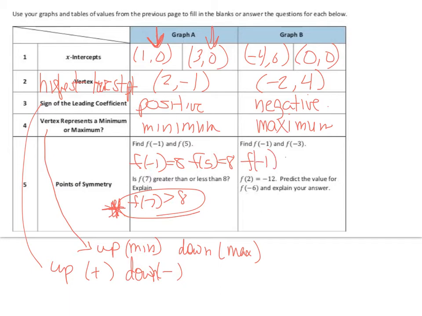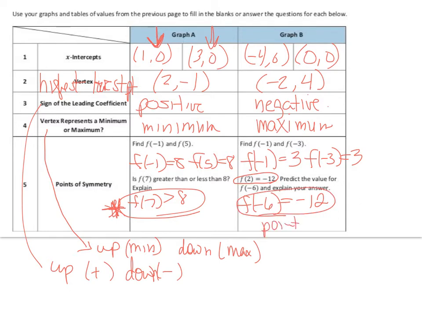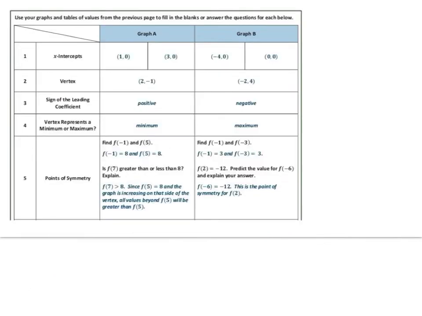Points of symmetry, f of -1 is 3, f of -3 is also 3. If I test a point, that's all I'm doing here is testing a point. If that's -12, this is the point of symmetry for f of 2. Sorry. Yep, so f of 2 is 12, f of 6 is also 12, therefore it's a point of symmetry. I included this because I thought my handwriting would get a little messy, but I did okay.